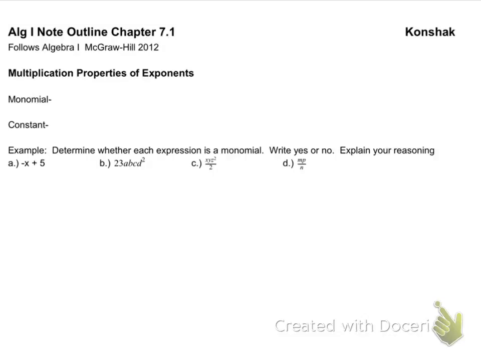This is Algebra 1, 7.1. We're doing the multiplication properties of exponents. The first thing that we should talk about is, what is a monomial?